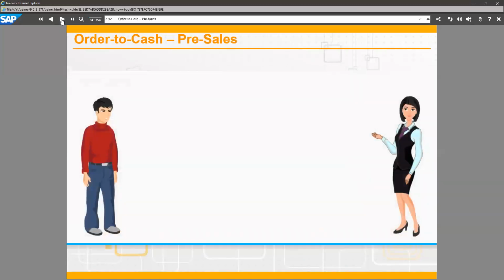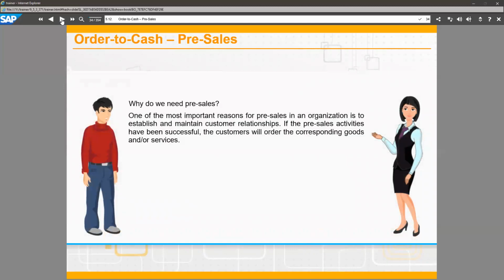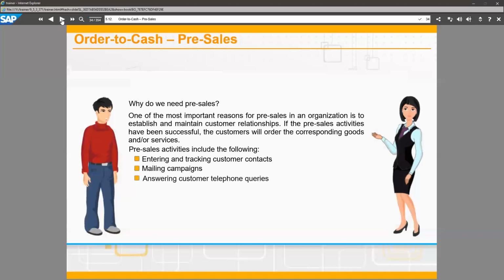I have a question. Why do we need pre-sales? One of the most important reasons for pre-sales in an organization is to establish and maintain customer relationships. If the pre-sales activities have been successful, the customers will order the corresponding goods and/or services. Pre-sales activities include the following: entering and tracking customer contacts, mailing campaigns, answering customer telephone queries, inquiries, quotations. Okay, I got it.